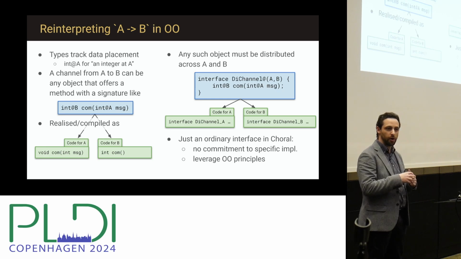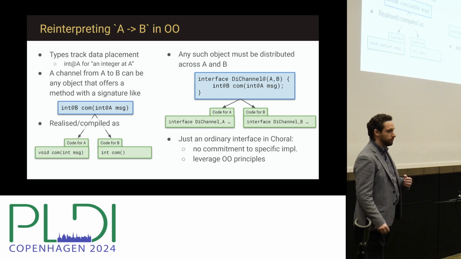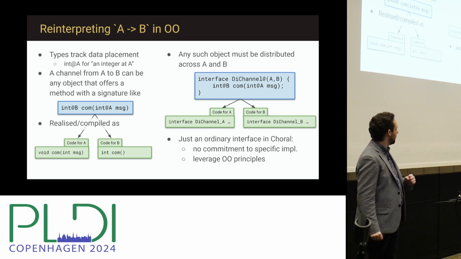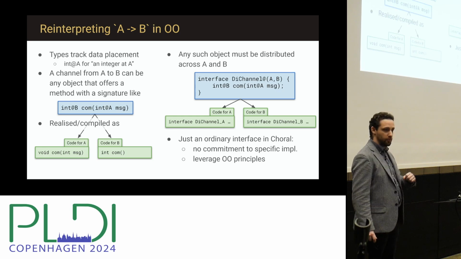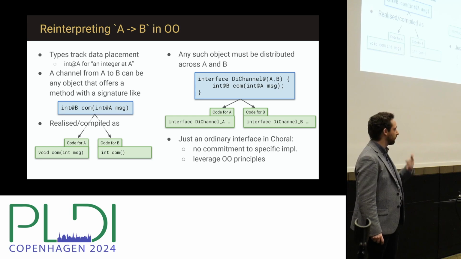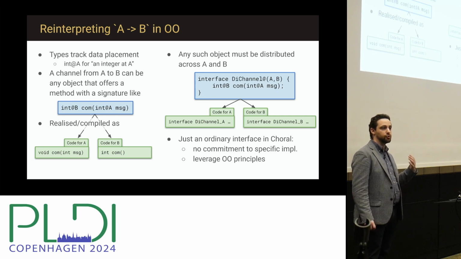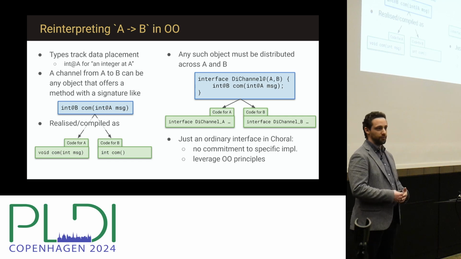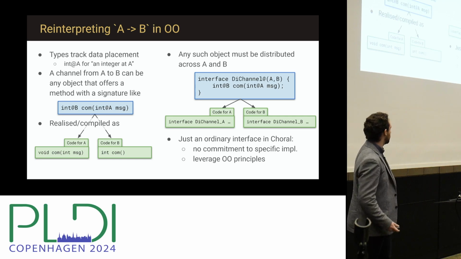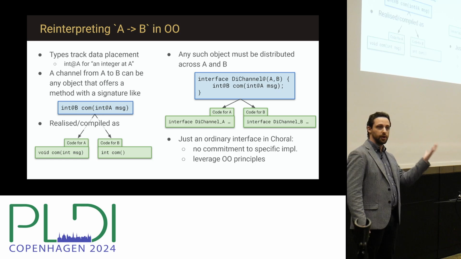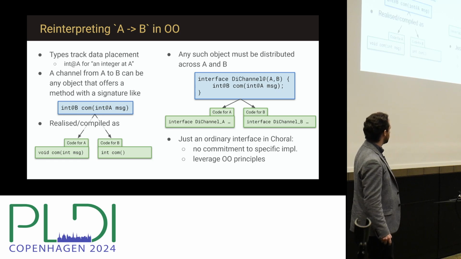In the standard library of Choral, we have some default implementations, leveraging, for example, TLS channels and various methods of serialization. You will find many examples in the paper and on the website. It also allows us to leverage the object-oriented principles of encapsulation, polymorphism, subtyping. We have a hierarchy of these interfaces that allows you to express different capabilities. If I want a bidirectional channel, there is an interface for that. If I want a broadcasting channel, there is an interface for that. And this allows you to decouple specifying your capabilities from the implementation details.